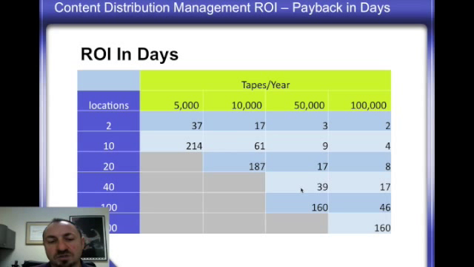And even in some of the worst case scenarios where you've got fewer tapes in lots of locations, you're talking about 160 days, so less than a 6-month payback period. So as low as 2 days, again, an ideal world, 37 days for a small amount of tapes between 2 locations, to less than half a year. So think about that.